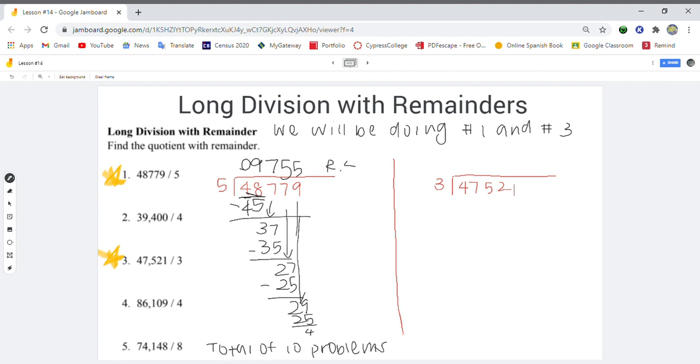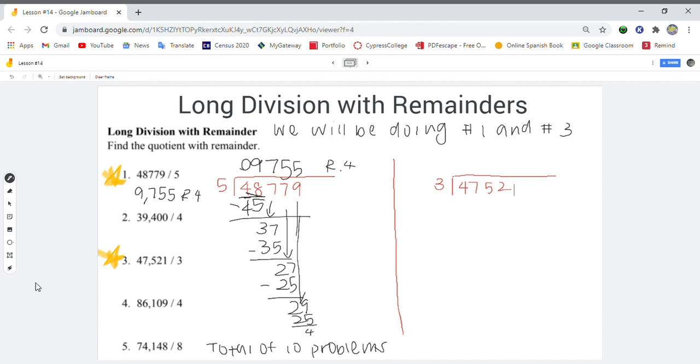To double check if your remainder is correct, assuming all your calculations here are correct, we have to make sure the remainder is less than this number. And 4 is less than 5, so it makes sense. So number 1 will be 9,755 with a remainder of 4.